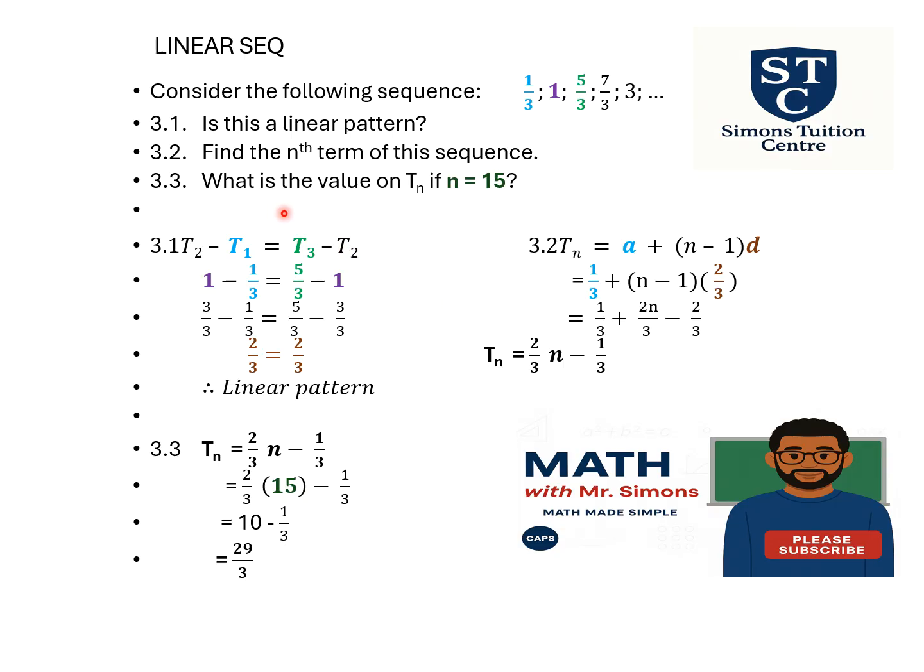Then for the third question, what's the value of Tn if n equals 15? Here in the place of n, simply put 15. 15 times 2 gives me 30, and 30 divided by 3 gives me 10. Minus 1 over 3. So 10 minus 1 over 3 gives you 29 over 3, or I can say 30 over 3 minus 1 over 3 gives me 29 over 3.